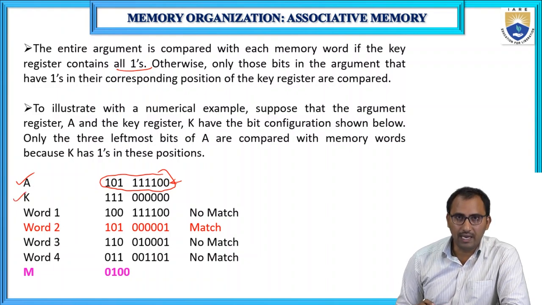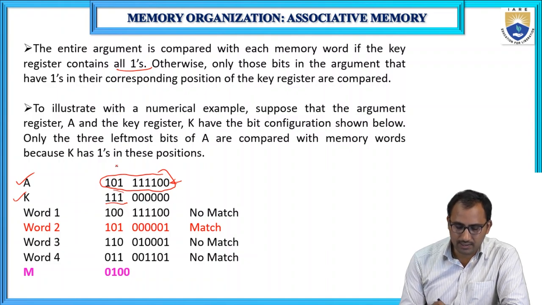the key register. When the argument register word is compared with all the words in the memory, the key register decides which bits are compared. See here, only the first 3 bits of the key register are logic 1 and the remaining are 0. So only the first 3 bits of the argument register and the first 3 bits of all the words will be compared. The remaining bits will not be compared because the key register is not set to 1. That's why we are comparing only the first 3 bits.